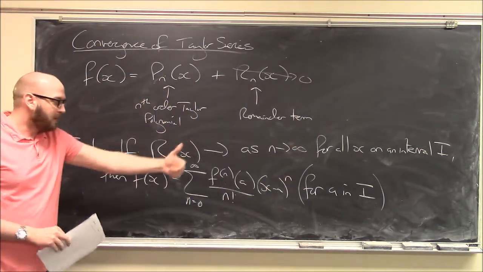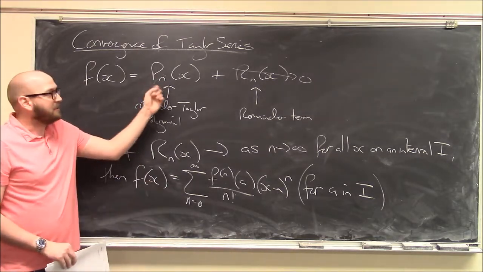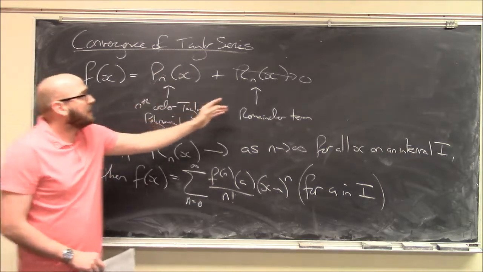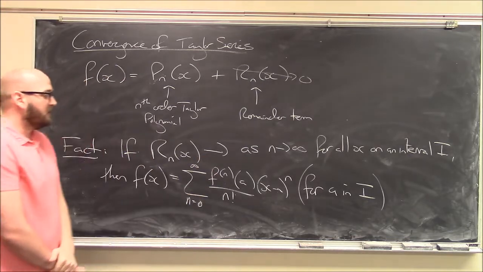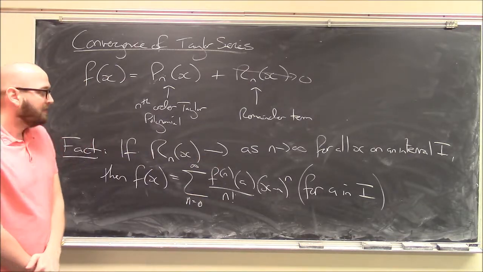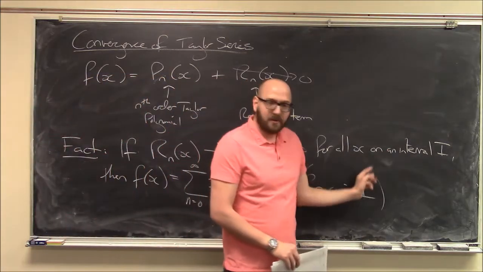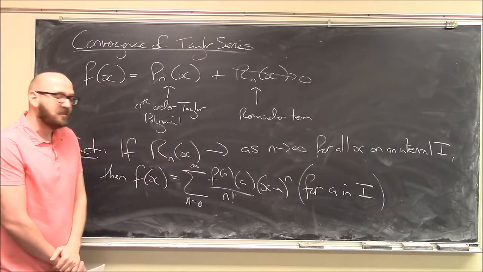then my function is indeed, and this shouldn't come as any surprise because this is just a truncated version of this, if as I count out infinitely far my remainder shrinks to 0, then my function actually does equal this Taylor series expansion for some choice of a in the interval on which this remainder actually shrinks to 0.